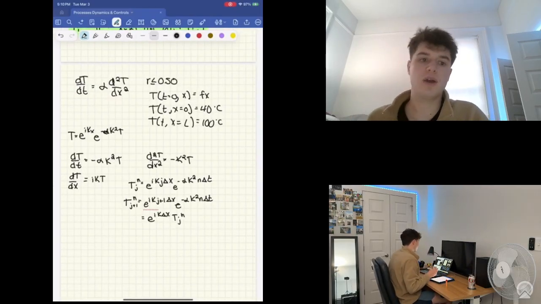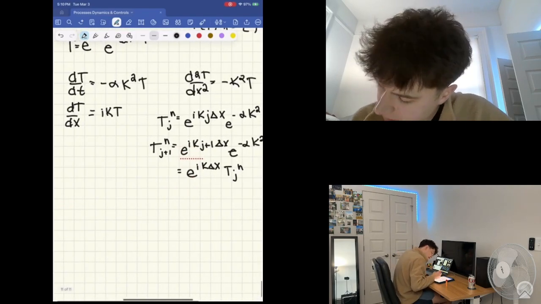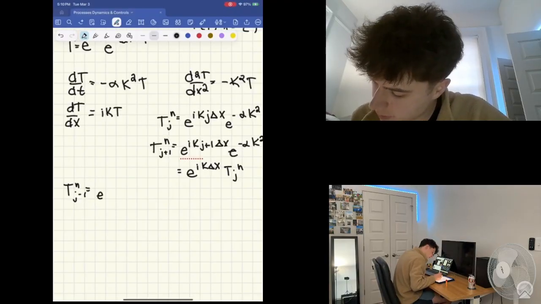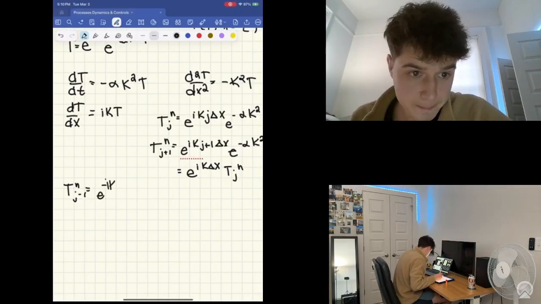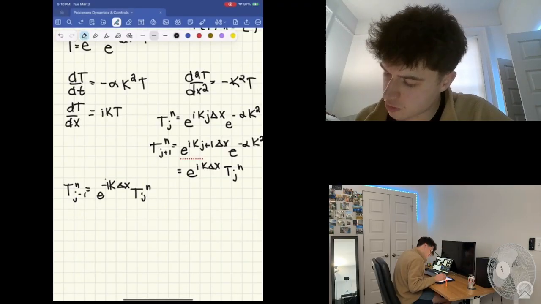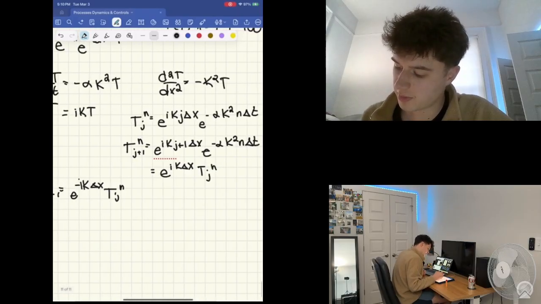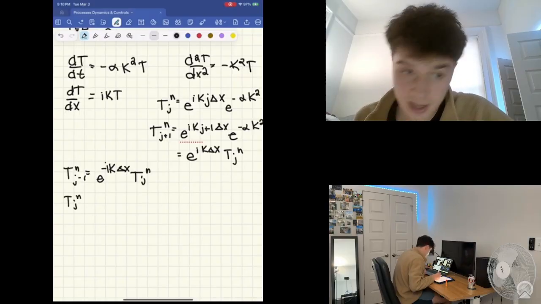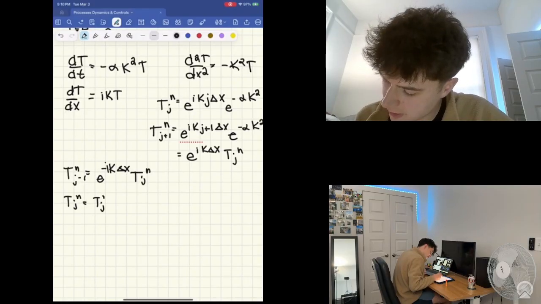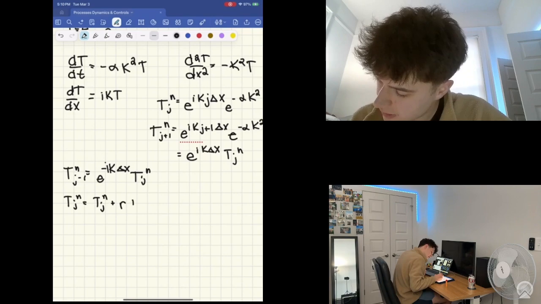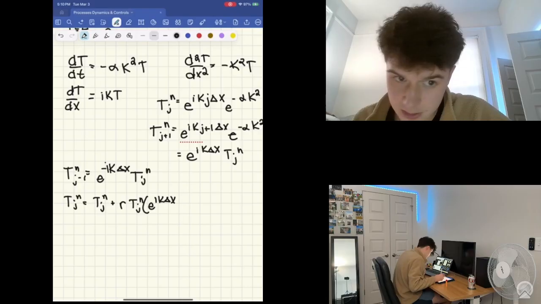So we have a couple more equations to go through. We did j plus 1, now we're going to work through j minus 1, in which we have T n j minus 1. For this, the equation looks similar, but it's going to be e to the negative i k delta x times T j n. Again, this is because we already know T j n, so instead of rewriting that whole thing, we're able to plug in. And so now we can rewrite T j n again. This is going to be equal to T j n plus our value that we're searching for the bounds, r, times T j n times e to the i k x minus 2.